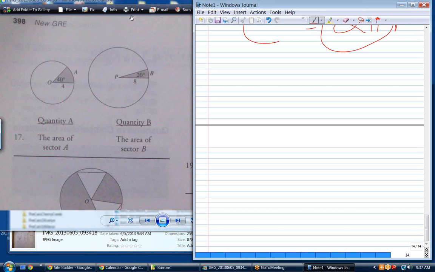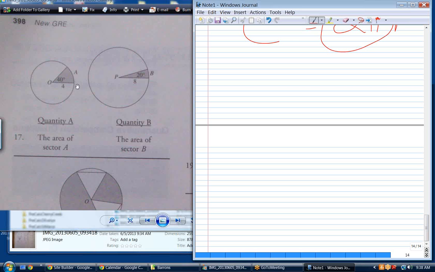And then let's see, 8. 64 pi over 18 for the second one. Okay, so the second one, the area of sector B would be larger. Correct. Now, you can certainly get there by doing the math, and that's what you did.